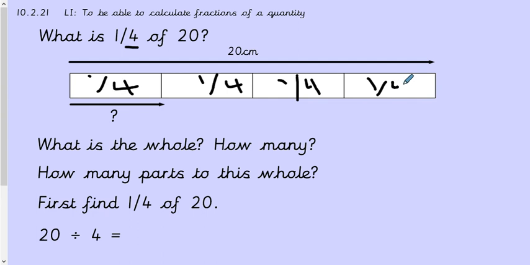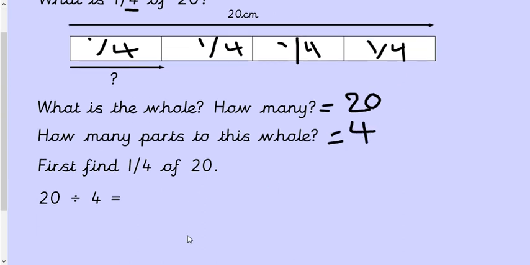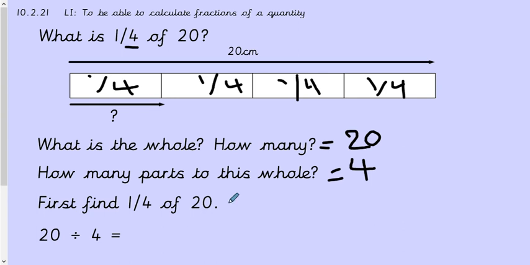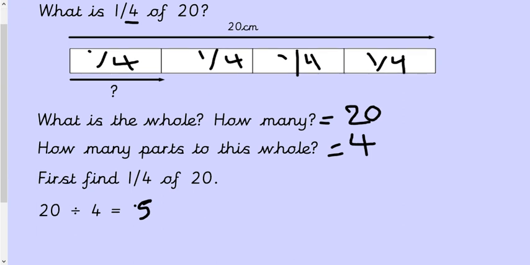So we know that 1 whole is 20. And we know that there are 4 parts to this whole because it's split into 1, 2, 3, 4. So to find 1/4 of 20, we need to divide it by 4, because 20 divided into 1, 2, 3, 4 parts will tell you what 1/4 is. So 20 divided by 4 is 5. Okay, and there you go. I did talk about this yesterday, but this is just going over it again and helping you see it using a fraction strip as well.